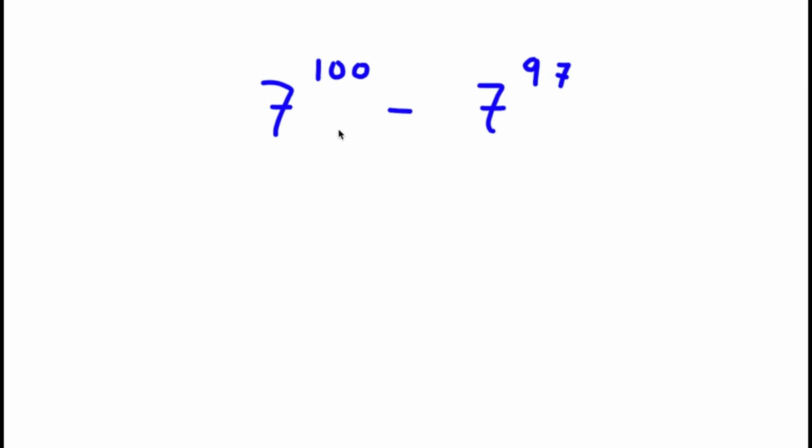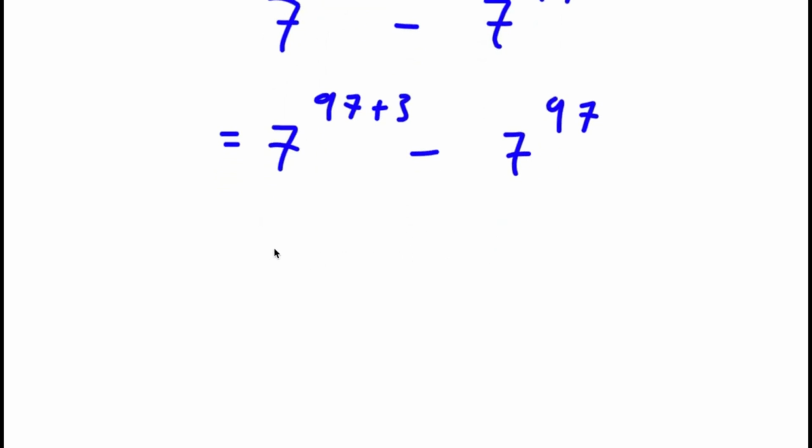Alright, so I have the problem 7 to the power of 100 minus 7 to the power of 97. I want to calculate this problem without a calculator. To solve this, I'm going to first rewrite 7 to the power of 100 as 7 to the power of 97 plus 3. So now I have 7 to the power of 97 plus 3 minus 7 to the power of 97.